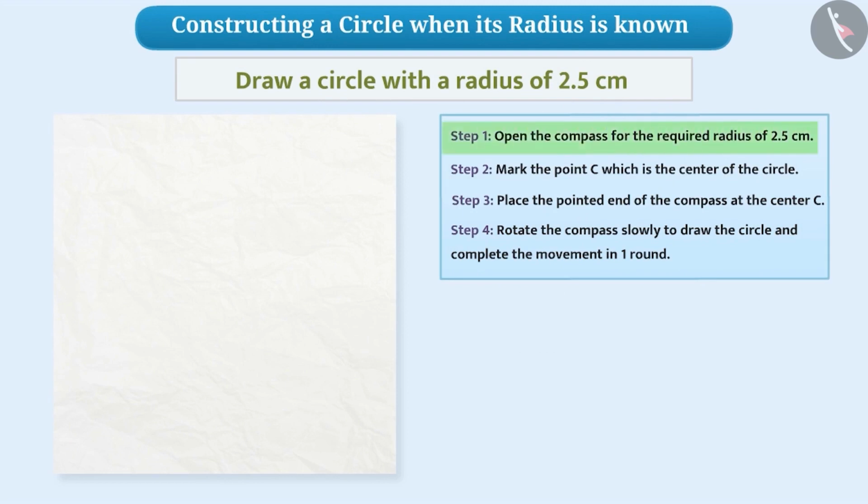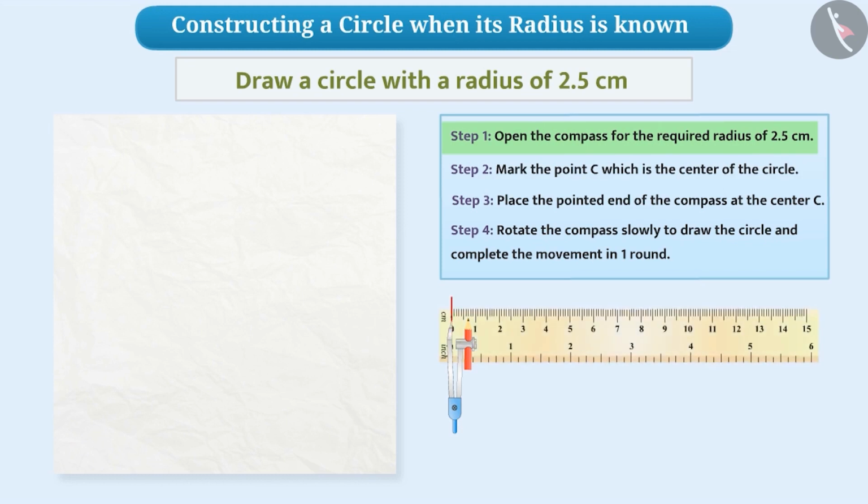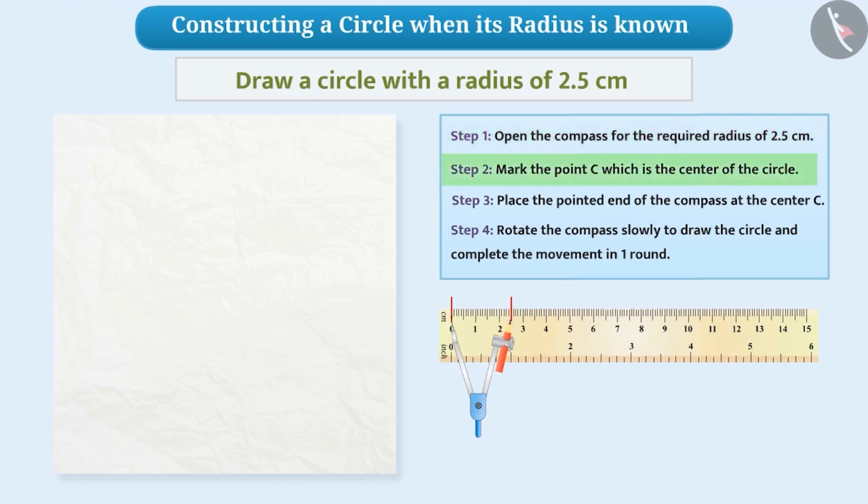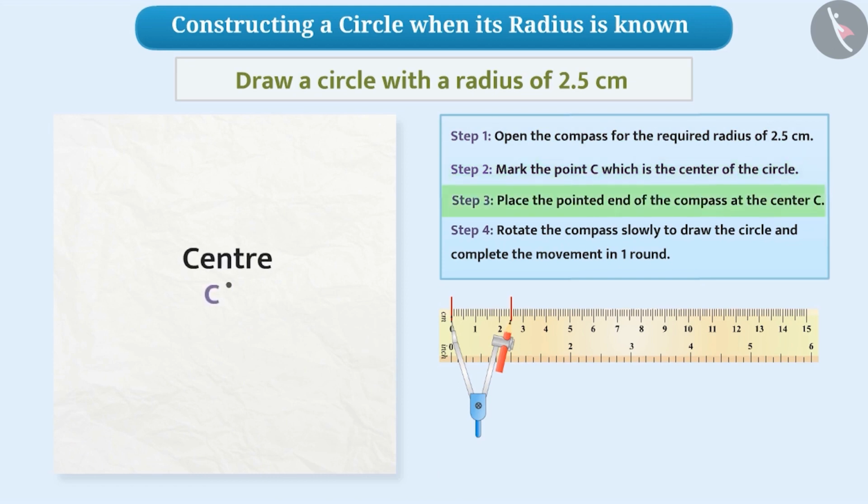Step 1. First, we will place the pointed end of the compass on the symbol 0 of the ruler, and opening the compass, we will place the pencil end on the required radius of 2.5 centimeters. Step 2. Using a sharp pencil, we will mark a point in the middle of the paper, which is the center of the circle, and name it as C.